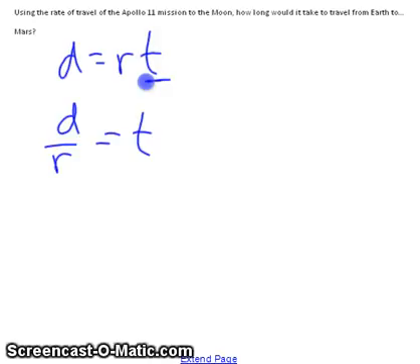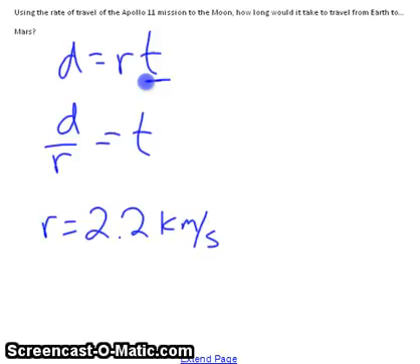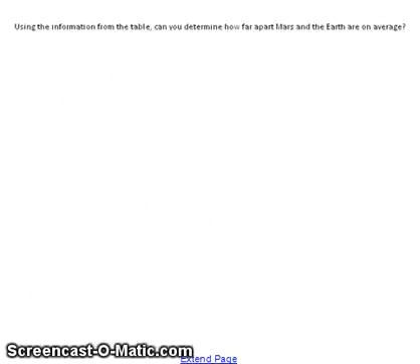Now I know the rate, the speed. I'm using the rate of travel for the Apollo mission, which we discovered was just 2.2 kilometers per second. Okay, but I don't know the distance. I need to know the distance from the Earth to Mars. I know the distance from Earth to the Sun, and I know the distance from Mars to the Sun, but I've got to figure out the distance from Earth to Mars. That's when I asked you a previous question. Use information from the table to determine how far apart Mars and Earth are on average.